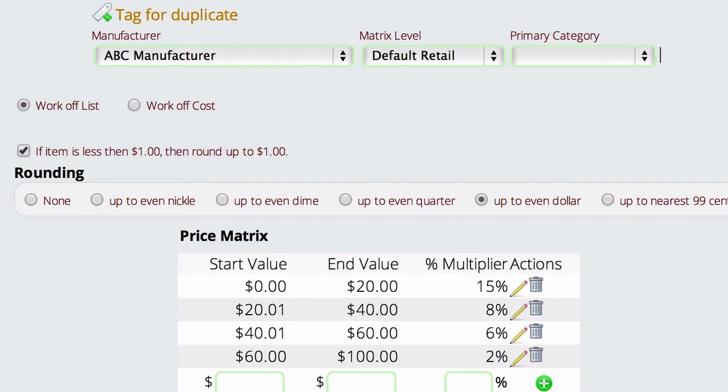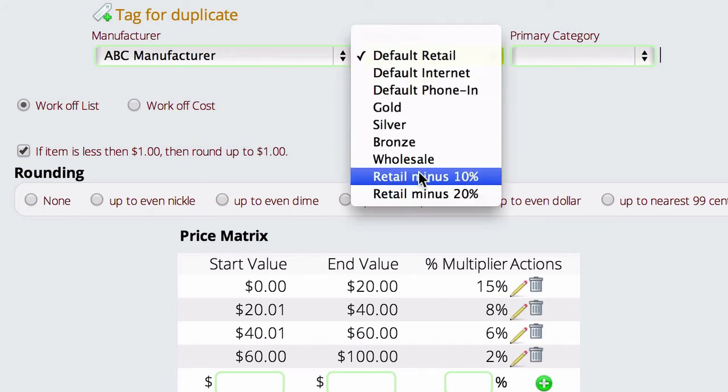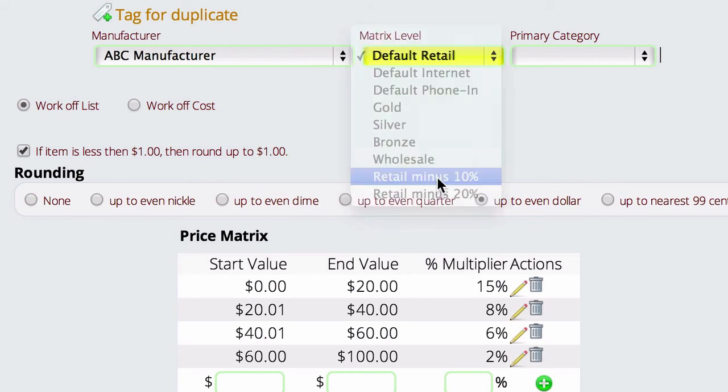So I just had something come up with one of the customers that I thought might be a good idea to do a video on. What the situation was is he had gone in and created some matrix levels. So for example, I have a default retail here that he had a matrix level broken down something like this, and then another level that he had created called retail minus 10%.